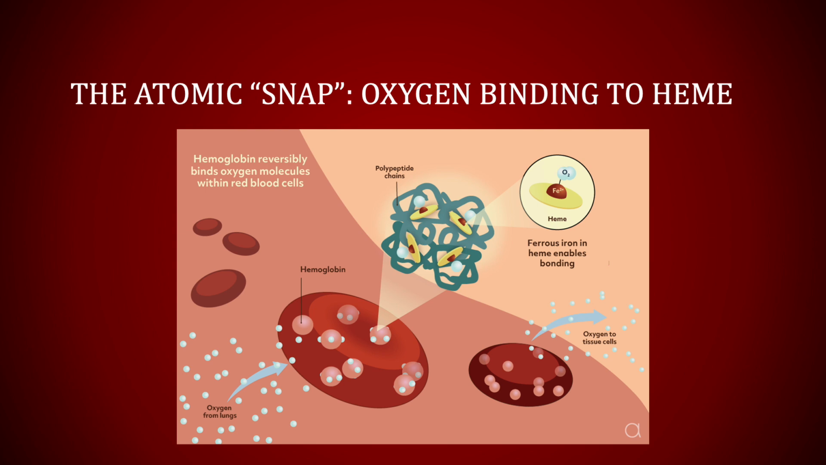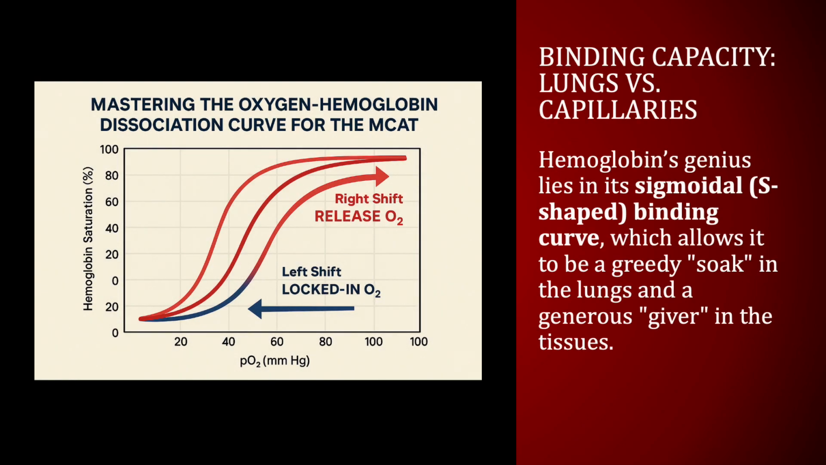And there is a cooperativity to this. The small shift in one subunit breaks ion pairs like salt bridges at the interfaces of the other subunits, making it significantly easier for the next oxygen to bind. And that's that transition from tense state to relaxed state. So T to R.